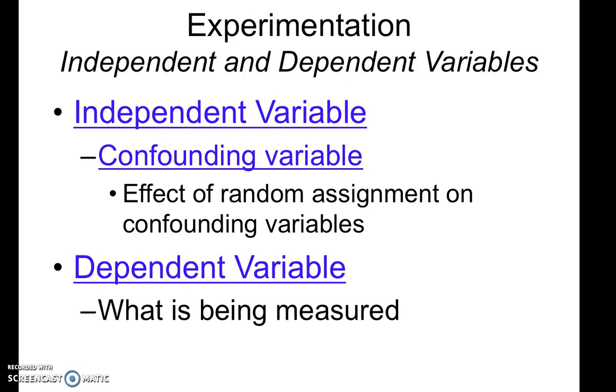So let's talk about the different aspects of an experiment. You have an independent variable, you have confounding variables, and then you have the dependent variable. So the independent variable is the manipulated variable because it can vary independently of the other factors. This could be something like age or weight. The confounding variables are other factors which can potentially influence the results of an experiment. And the dependent variable is whatever is being affected by the independent variable. So that's what's being measured.